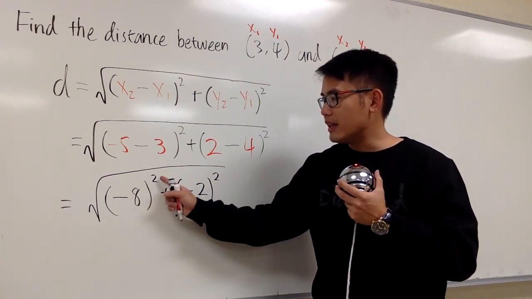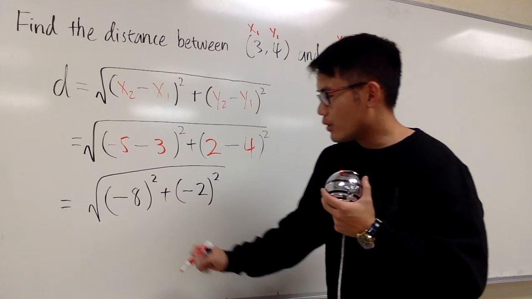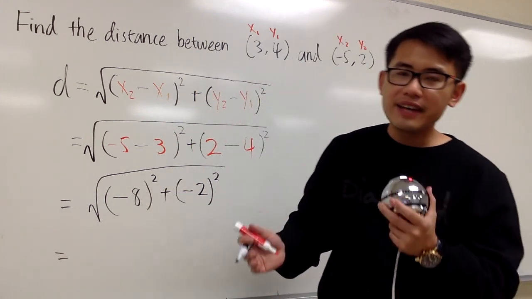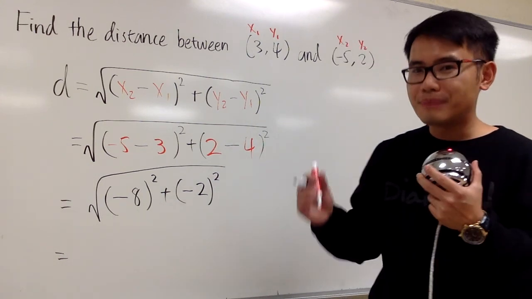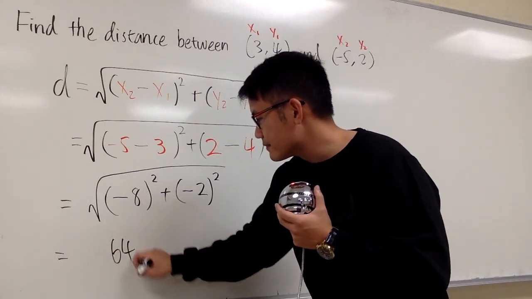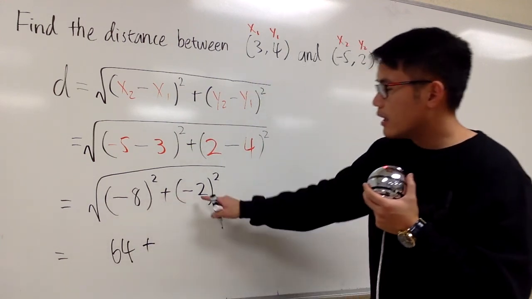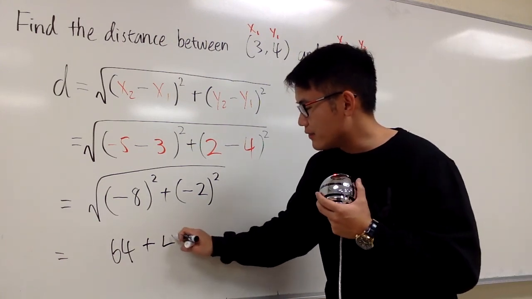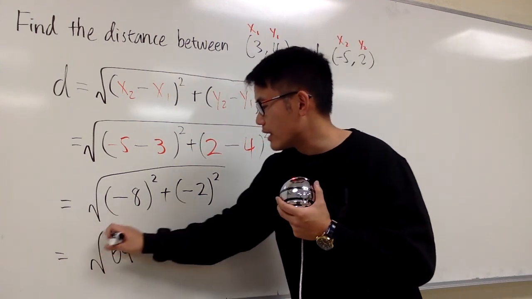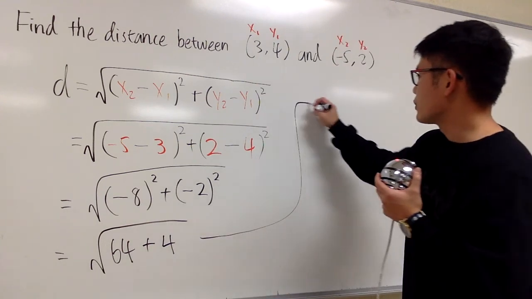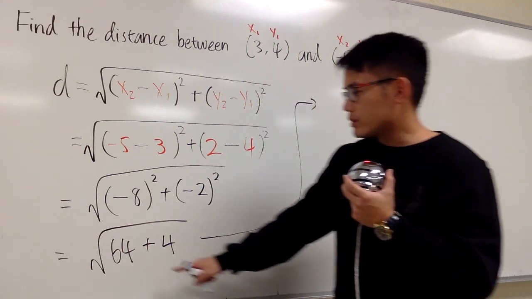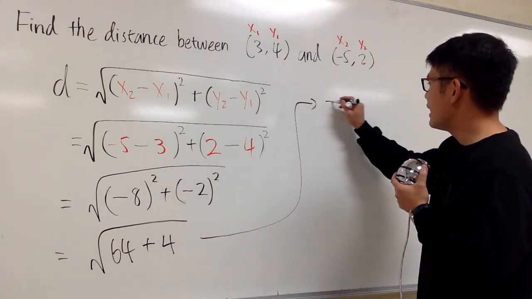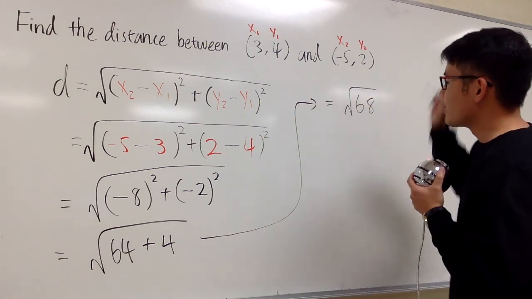Next, we have to work out the exponents, right? So -8 to the second power means -8 times -8. We will have +64. And let me bring down the plus. -2 squared means -2 times -2. We will have +4. And then don't forget we still have that big square root. Now let me bring this down right here. Inside out, so 64 plus 4 first. We have 68 inside of the radical.